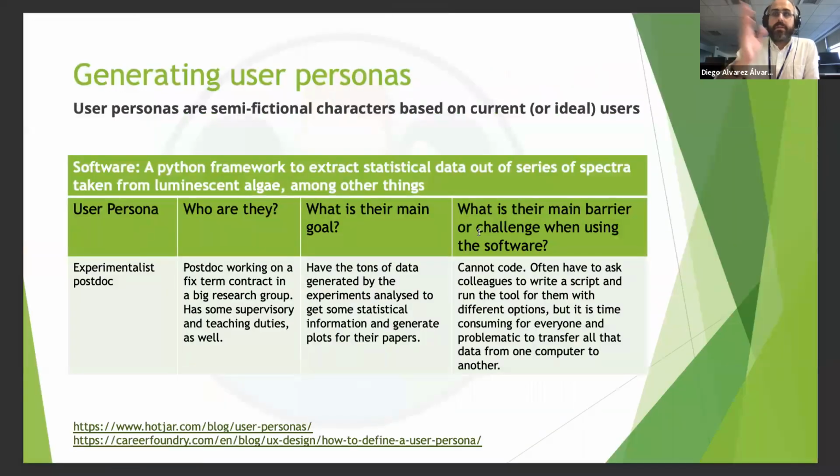I'm not going to go through this in detail. There are a lot of resources out there on how to gather information from users in relation to research software. I don't remember if Mark mentioned something, but there are a couple of links down there that you can check. One of the simplest ways of thinking about your users is generating user personas, which are semi-fictional characters, the postdoc, the PhD, etc. Specific people with specific examples that you can see here.